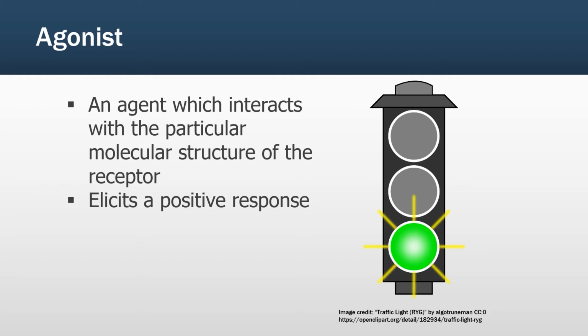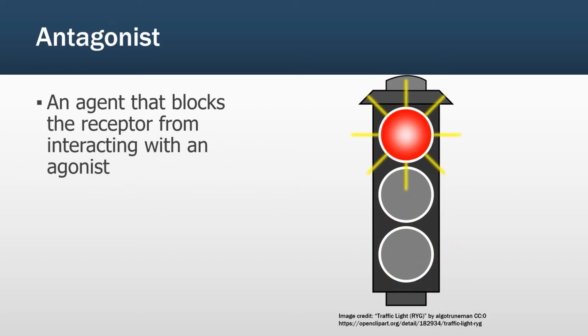An agonist is any agent that interacts with the receptor and causes a positive response. An antagonist blocks the receptor from being stimulated.